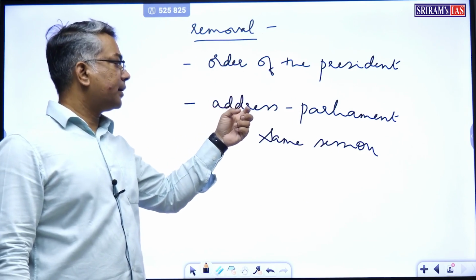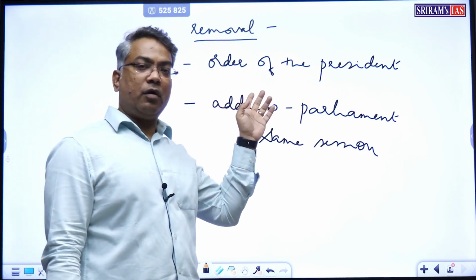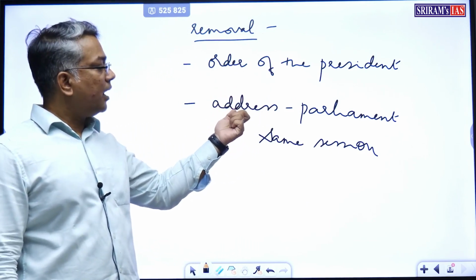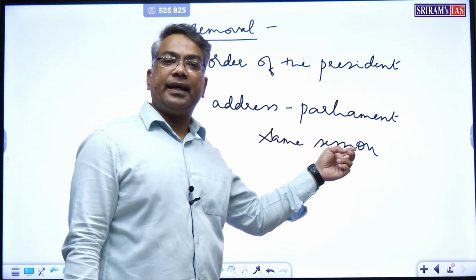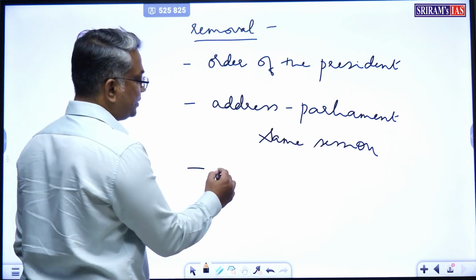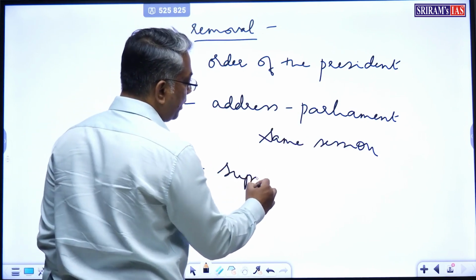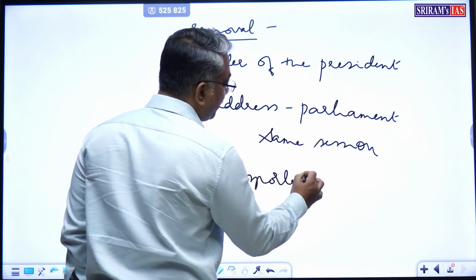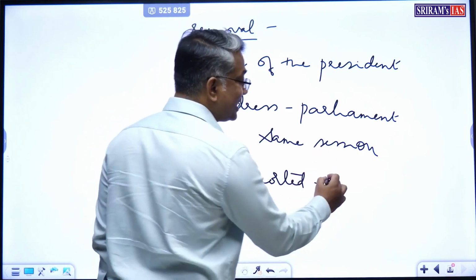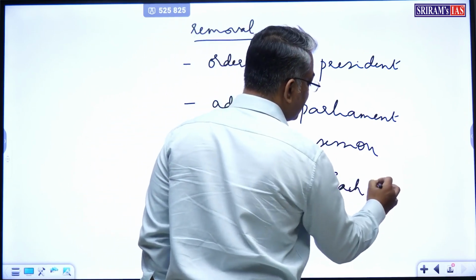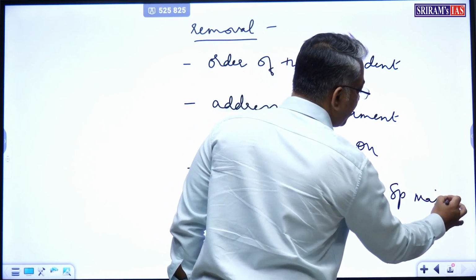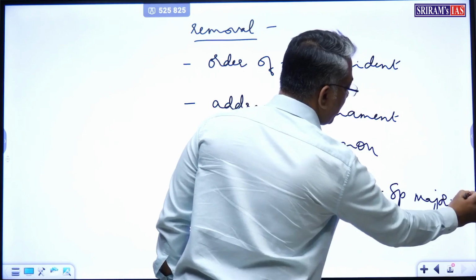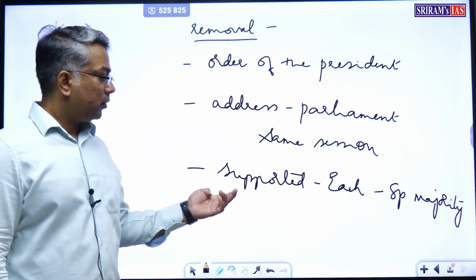So the judge of the Supreme Court can be removed by the order of the President, and the President can issue the removal order only after an address of the Parliament has been presented to him in the same session. This address has to be supported by each house by special majority. Now, what is special majority?